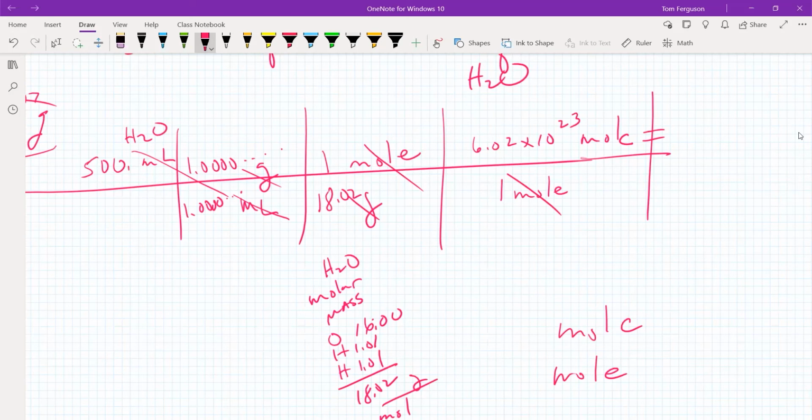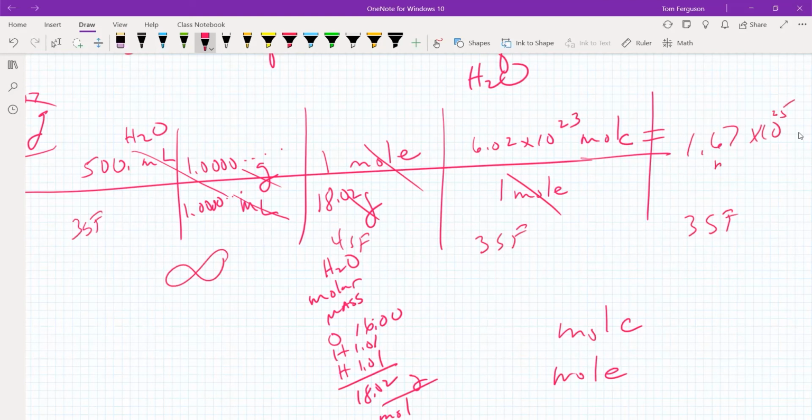And we're looking at, again, 3 sig figs. Okay, that's 3 sig figs here. This is infinite. This is 4 sig figs. This is 3 sig figs. Our answer is going to be 3 sig figs. So that is 1.67 times 10 to the 25th molecules of water.